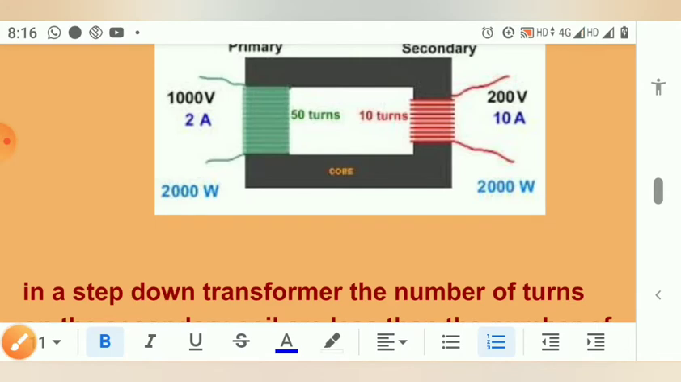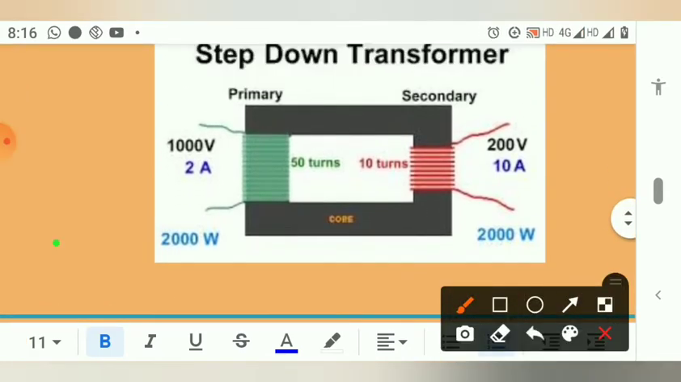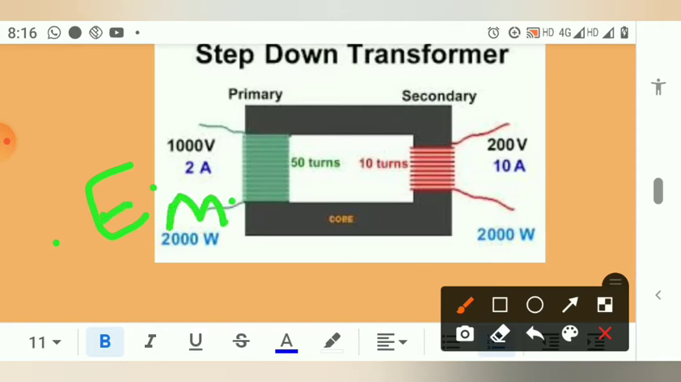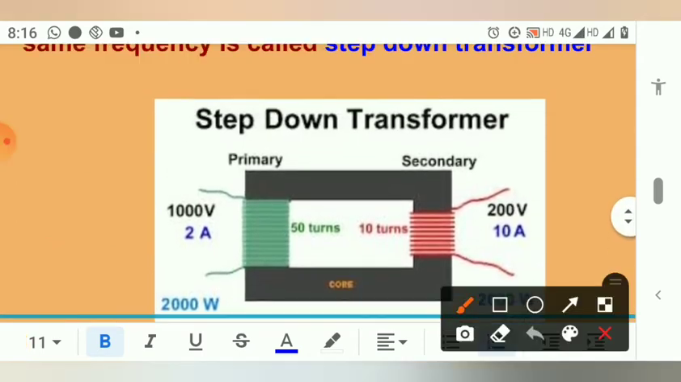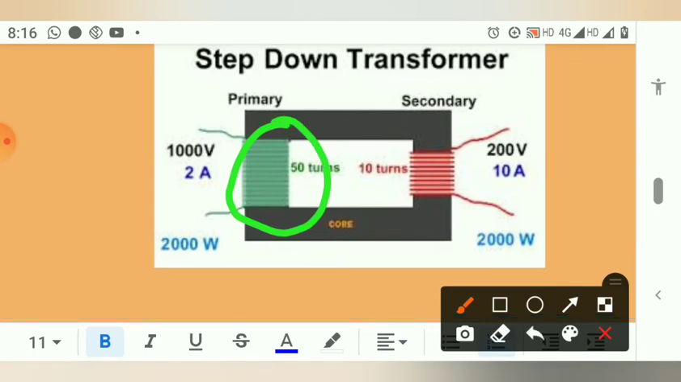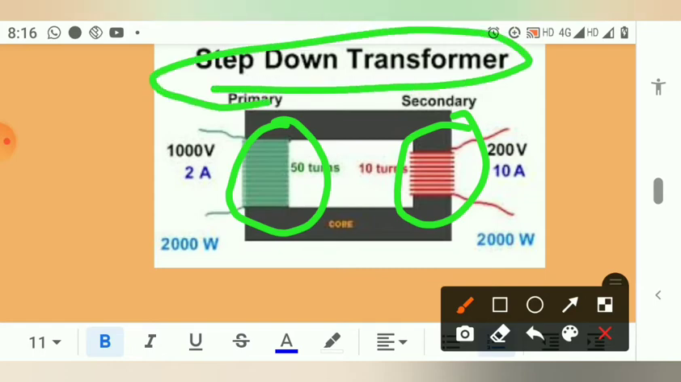And here the EMF given on the primary will be greater than the secondary, which means if we give more EMF at the primary, we will get less EMF at the secondary. Here the number of turns is more, and here the number of turns is less, so from more to less it is going down, so it is given the name step down transformer.